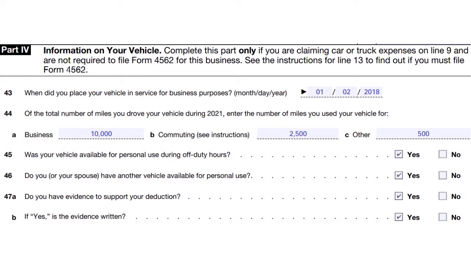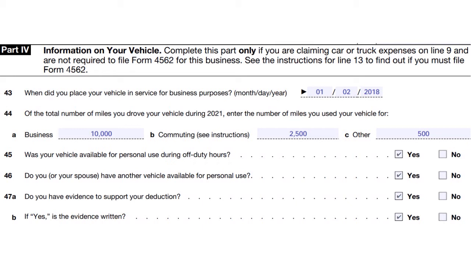Here on line 43, we placed our hypothetical vehicle in operation in 2018, and we have driven for business 10,000 miles, and commuting 2,500. One thing I want to say here is that line 44, line A, business, is business miles only. Line C, where it says other, in this space you want to enter all miles you drove other than business and commuting. You want to include all of the personal miles you drove. It's all about being straightforward here, folks.